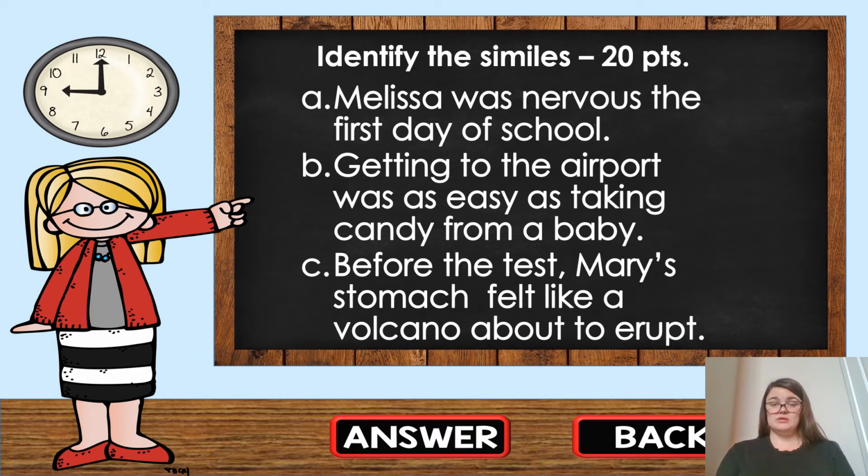A, Melissa was nervous the first day of school. B, getting to the airport was as easy as taking candy from a baby. Or C, before the test, Mary's stomach felt like a volcano about to erupt. Do you see any similes in this example?